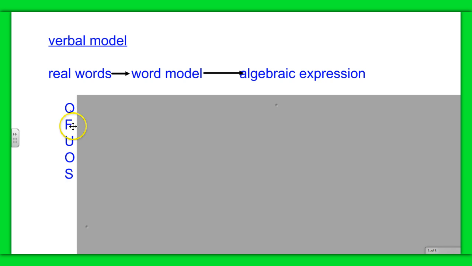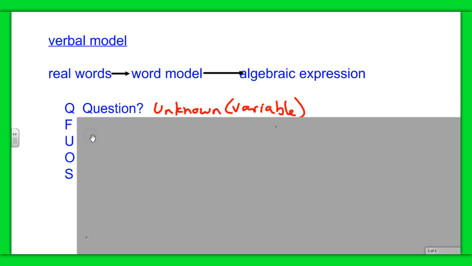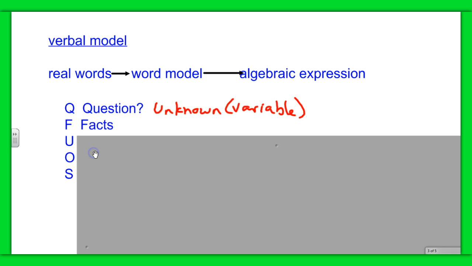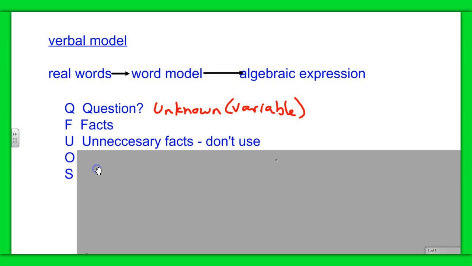And so what does it mean? Q, ask yourself, what is the question in this real world problem? That tells you what your unknown is. If we don't know something, then it is unknown, and that would give us our variable. F stands for the facts. Find the number facts that are important in answering the question. And U stands for unnecessary facts. Are there numbers given in this real world problem that are not needed? If so, don't use them, right?